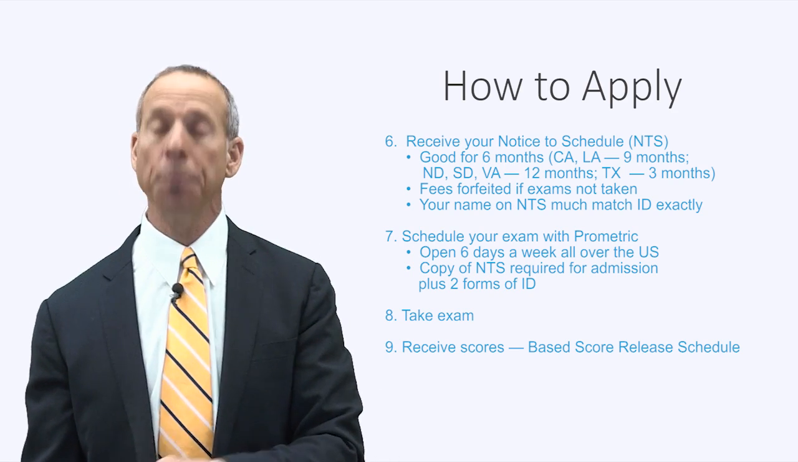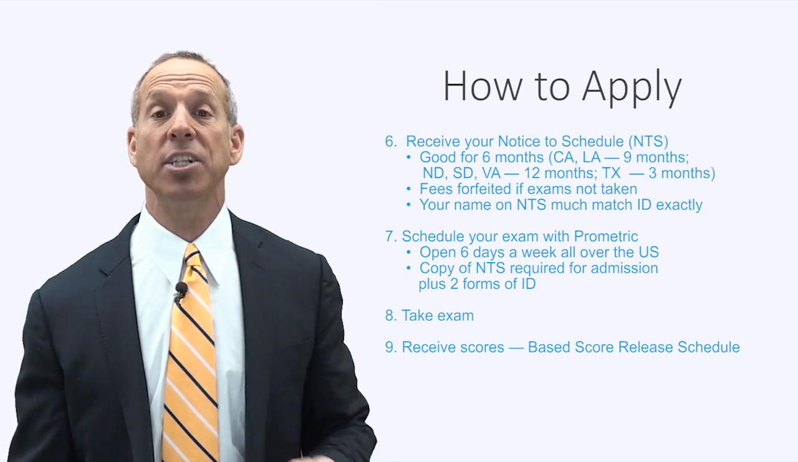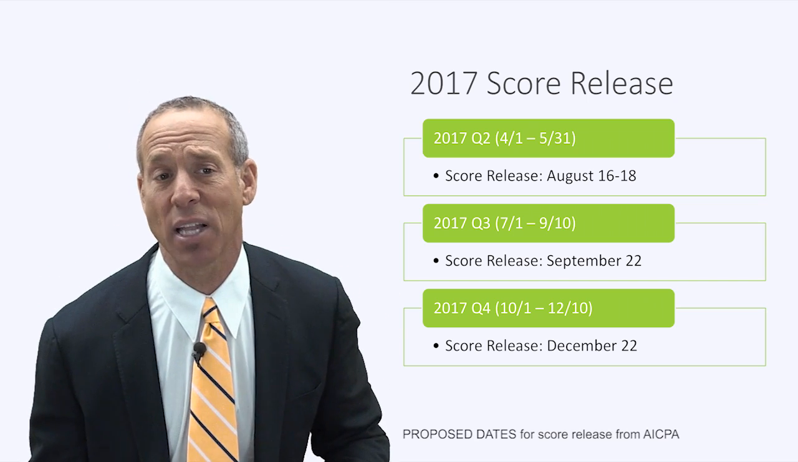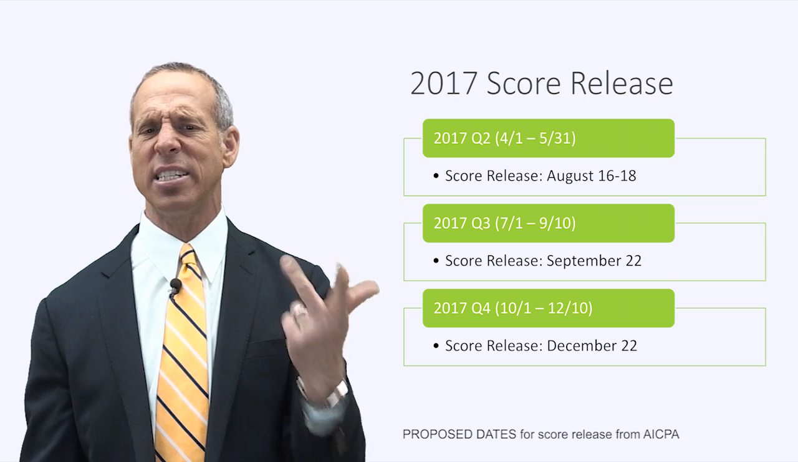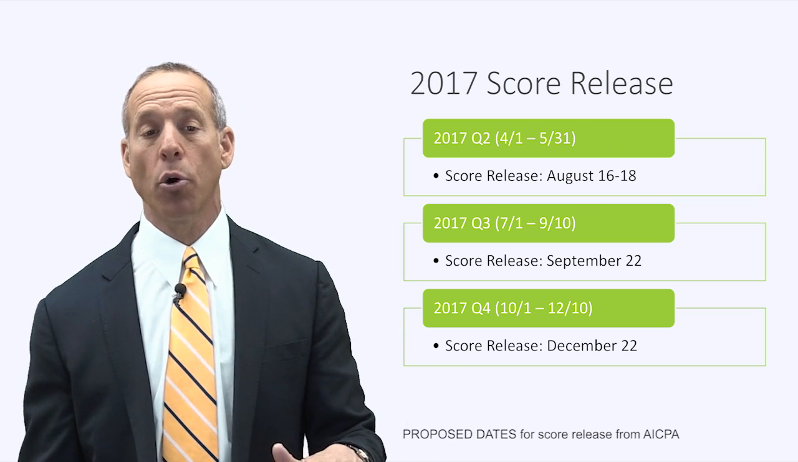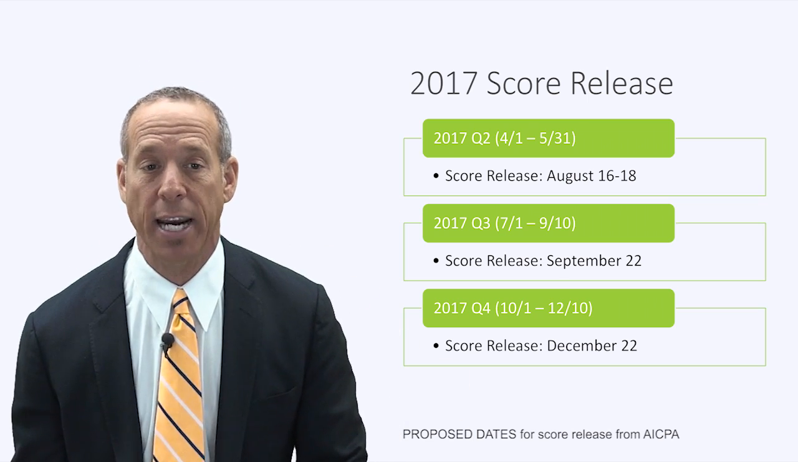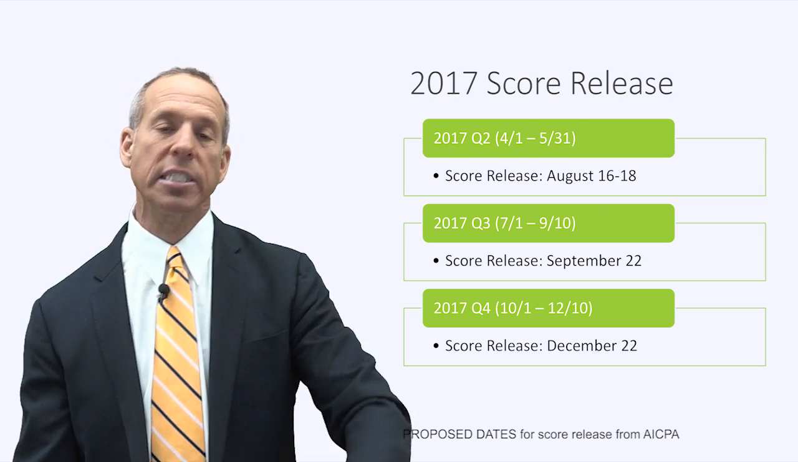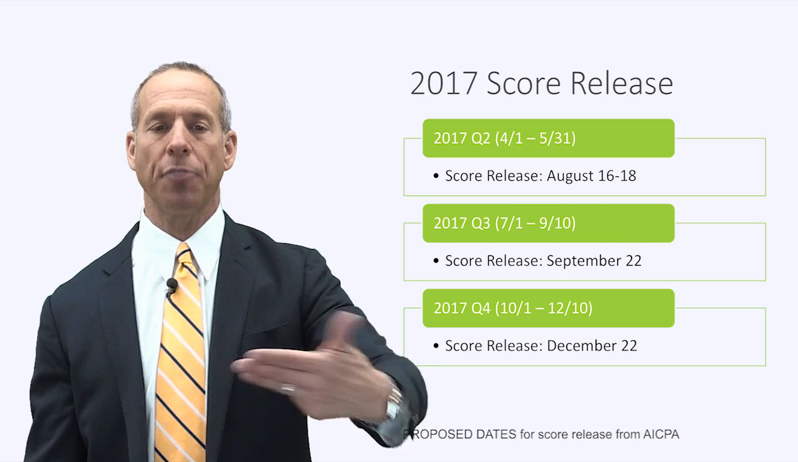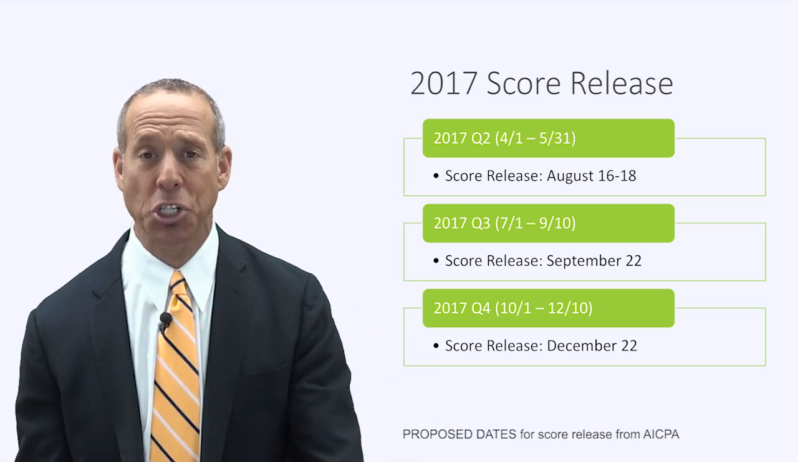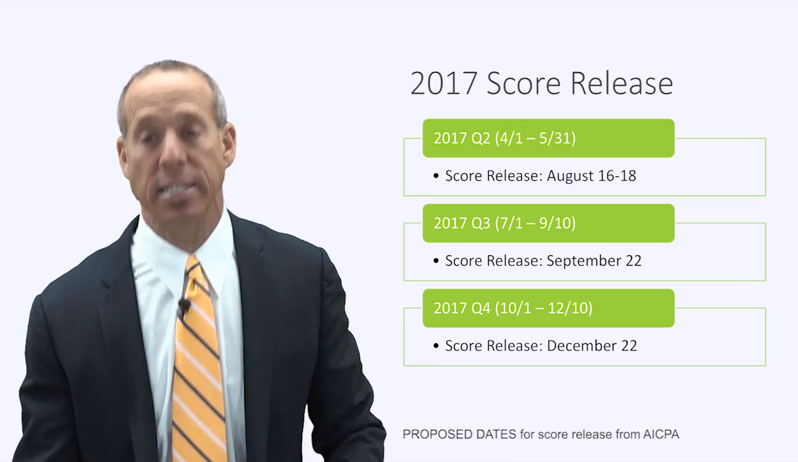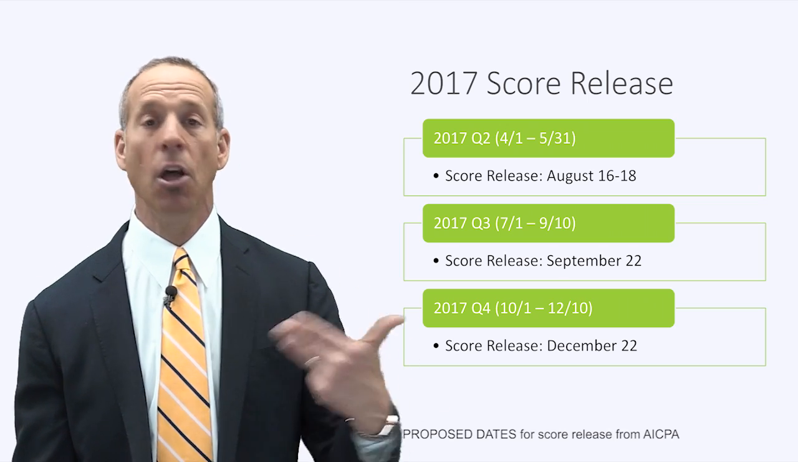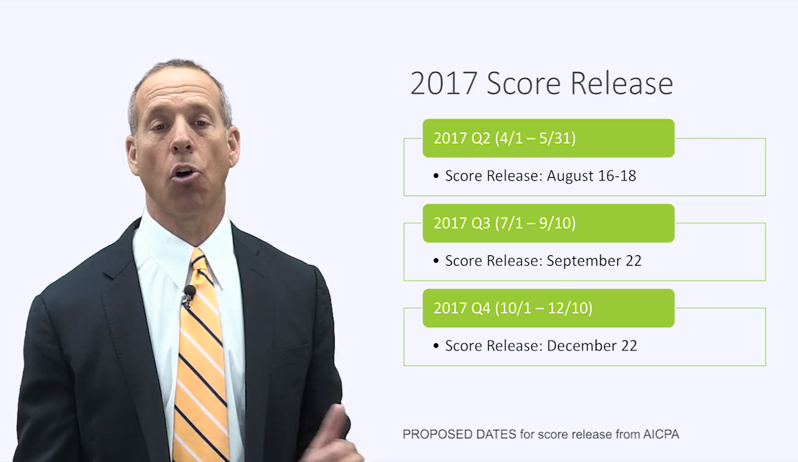As I mentioned earlier, for April, May 2017, you will not get your scores until August, the middle of August. August, I think 16, 17, 18, something like that. For quarter 2, score release September 22nd, and quarter 4, score release December 20th. So you'll see here that they're kind of holding off on the release because they want to make sure that they wrote a proper exam. So those are the proposed dates for the score release for 2017. You could also look on our website. You can also call our office.